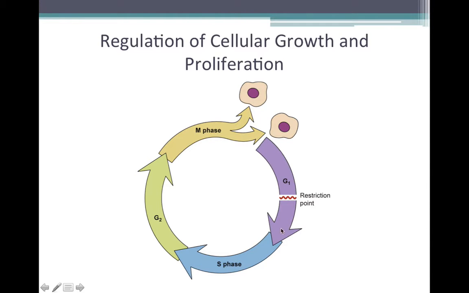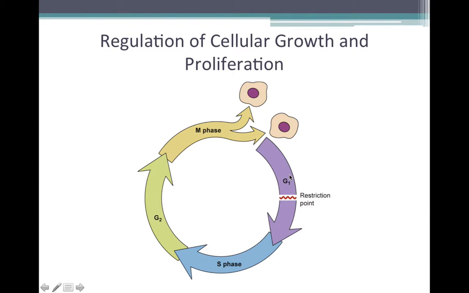Now, G1, S phase, and G2 are all phases of what we call interphase. And interphase is all of this outer ring right here, not including M phase, that the cell mostly spends its time within. So when you think about a cell that's not currently dividing, it's in interphase. And within that, we'll have either G1, S phase, or G2.